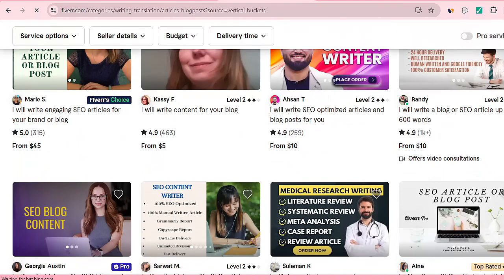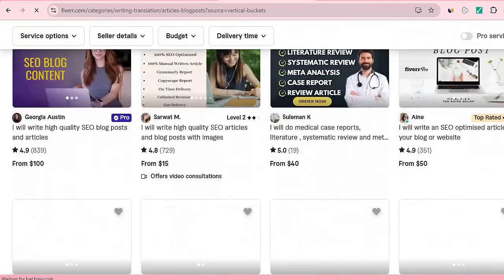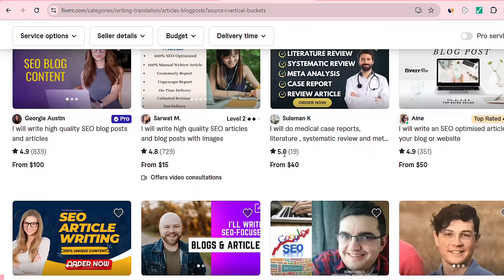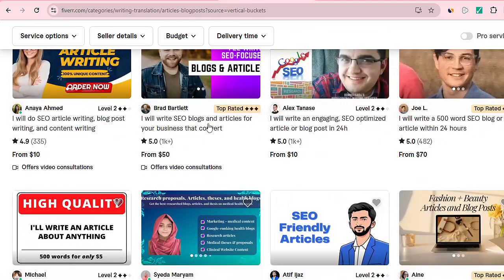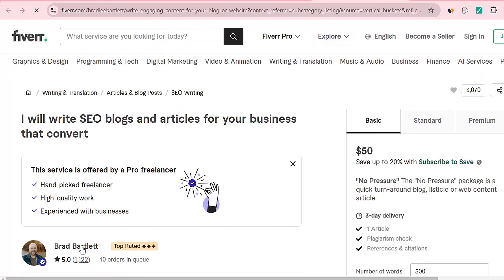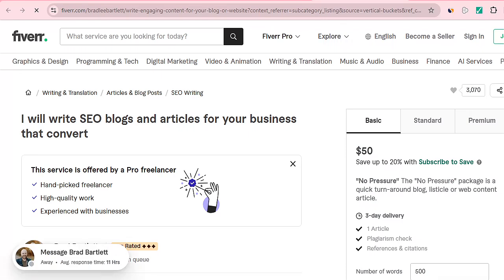Maybe we can first look at their ratings, and Suleiman here actually has a star of 5, so that means people really appreciate his work. You can also look at Bartlett, you can see, right? Maybe you can just select one so that we move on. So we are using Brad, right? So Brad, you can see the title here: I will write search engine optimization blogs and articles for your business that convert, right?